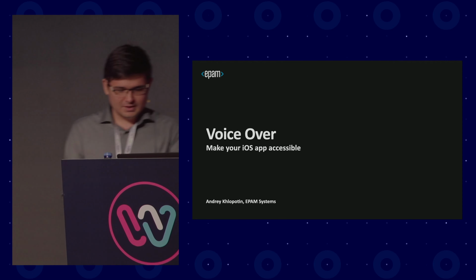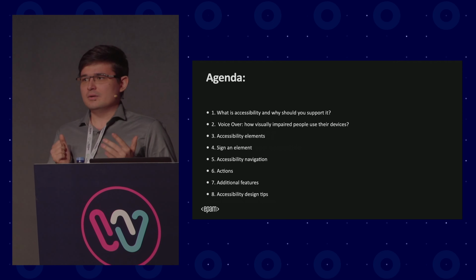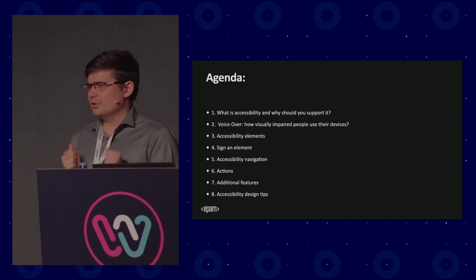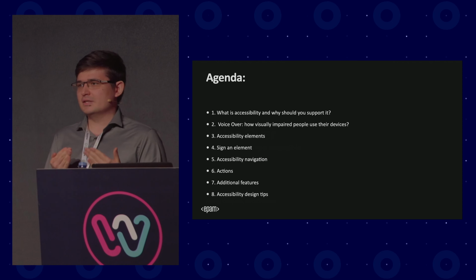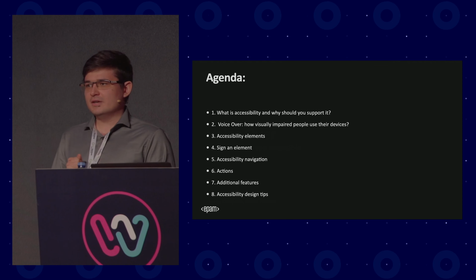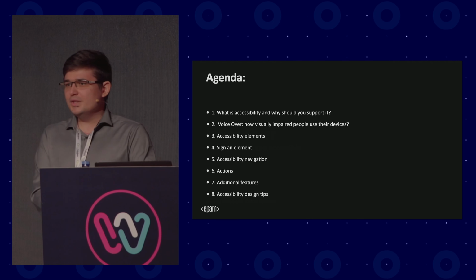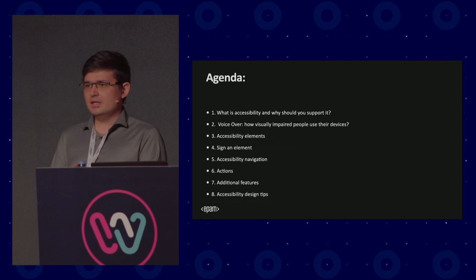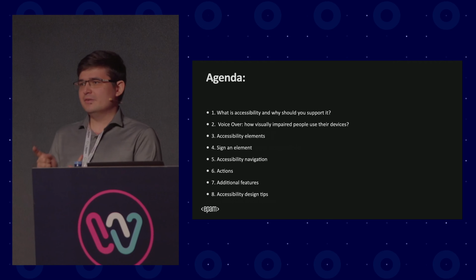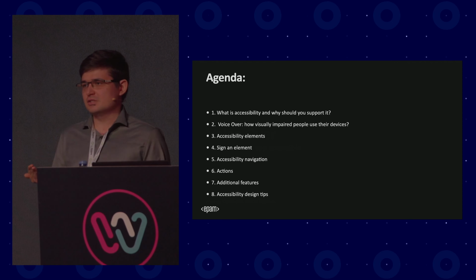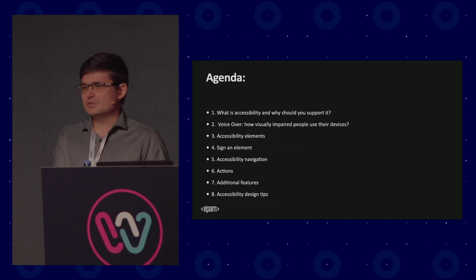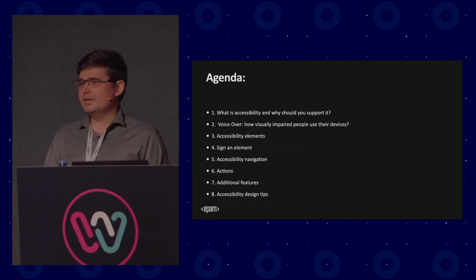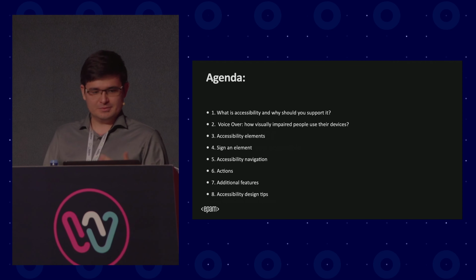Let's get started. The agenda for today is: first, we're going to talk about what accessibility is and why we should support it. Second, we're going to learn how visually impaired people use their devices with a technology called VoiceOver. Next, we're going to dive deeper into how we can work with the iOS accessibility API. We'll learn how we can make accessibility elements, how we can assign them, learn about navigation, and how to perform different actions. And at the end, I'm going to show you some extra features and share some extra tips, which will help bring accessibility support into your application.